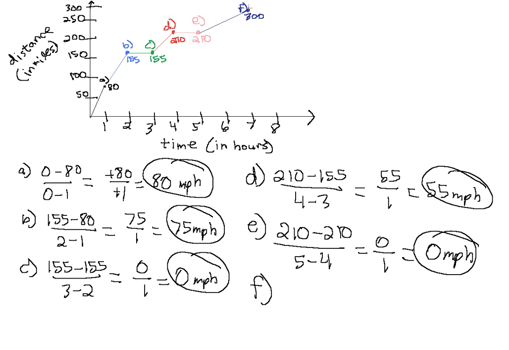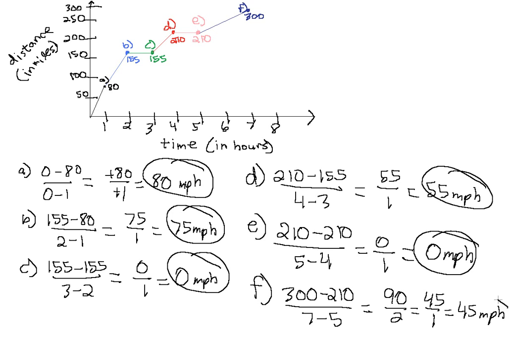And for F, this purple section, we have 300 minus 210, which is the difference in the y coordinates. The difference in x coordinates here is 7 minus 5. So we have 90 divided by 2, which simplifies to 45 over 1, or just 45 miles per hour. So he traveled 45 miles per hour, but for a length of 2 hours, so he traveled 90 miles.